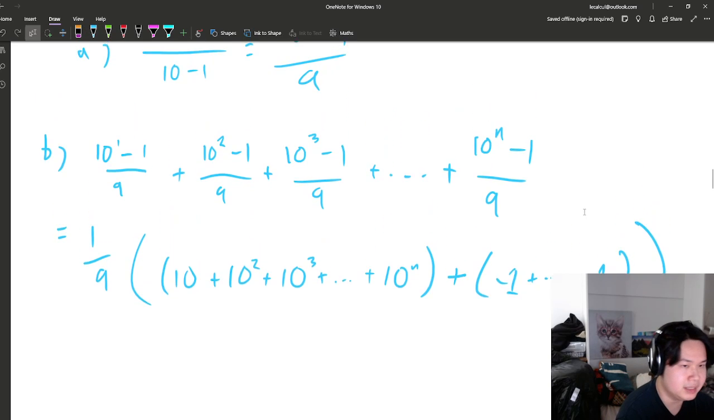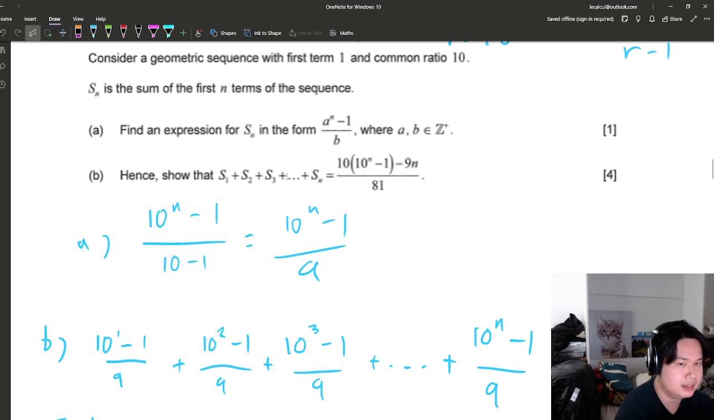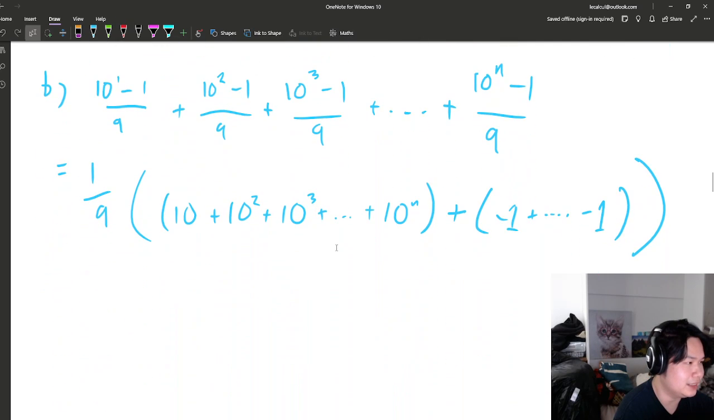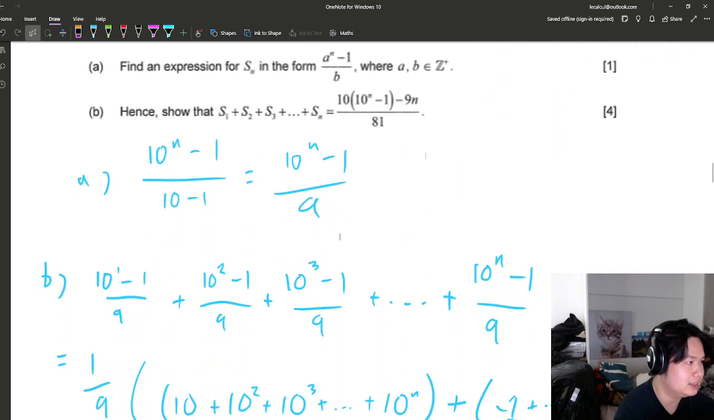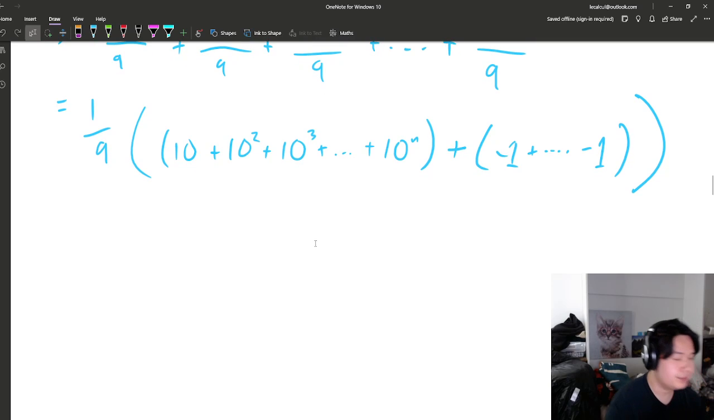And the reason why I'm doing this is because you don't know how many terms there are, and you need to find a way to simplify it and collect it all together. And realistically speaking, the only thing you have are your series formulas. So take a look at what happened here.